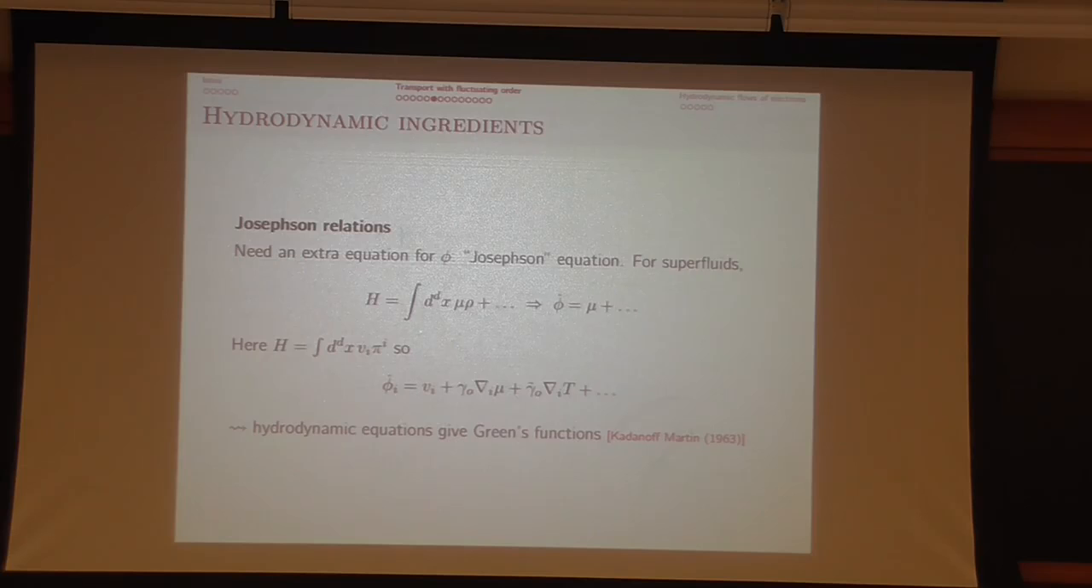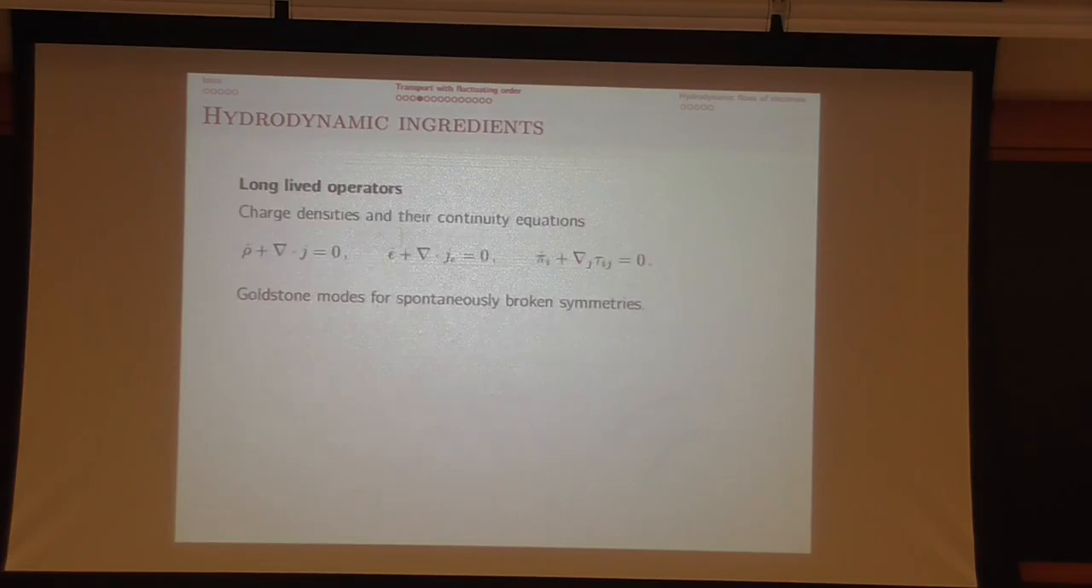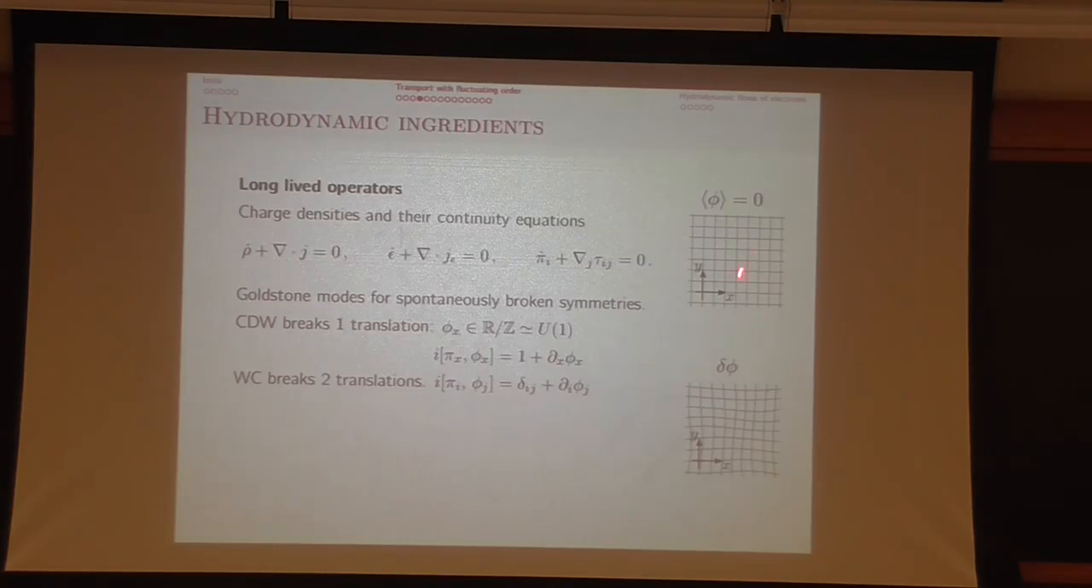When I break translation symmetry, my phi's are conjugate to momentum density. This momentum density is sourced by velocity, that's the thermodynamic source for momentum density. And so phi dot will be given by v plus higher gradient terms. This is pretty intuitive. If I look at my grid, and I have a deformation of the grid that depends on time, the time derivative is just the velocity.